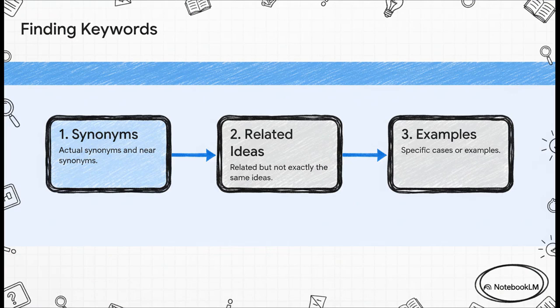So how do you actually fill those columns with words? Well, try thinking in 3 different ways. First, the obvious one, actual synonyms. Second, think about related ideas. Things that aren't exactly the same, but they're really close. And third, and this is a real pro move, think of specific examples.